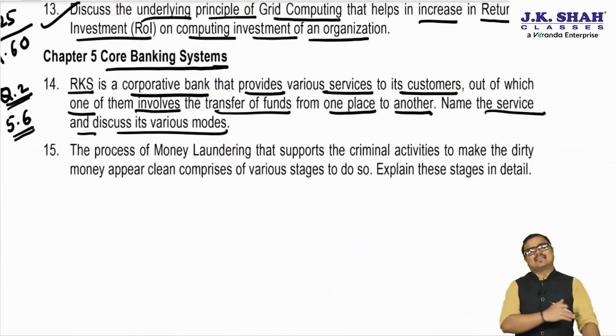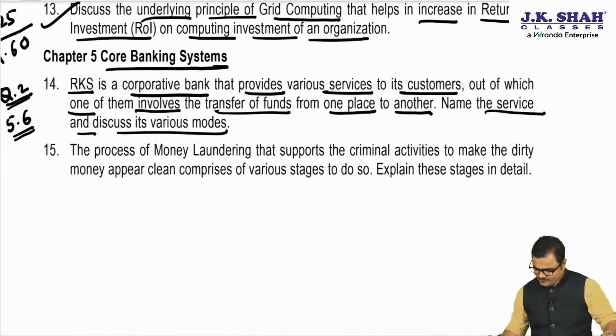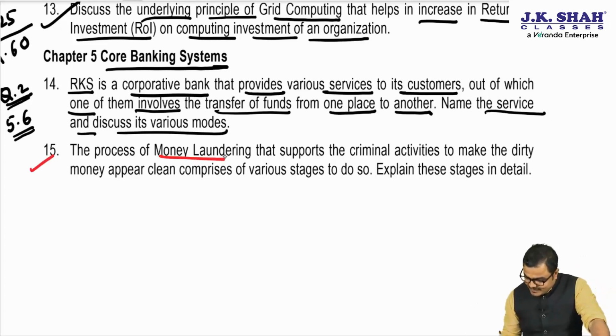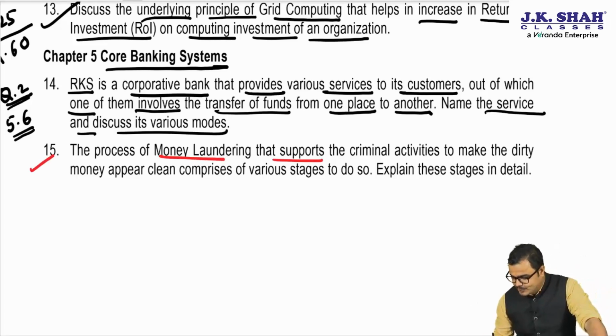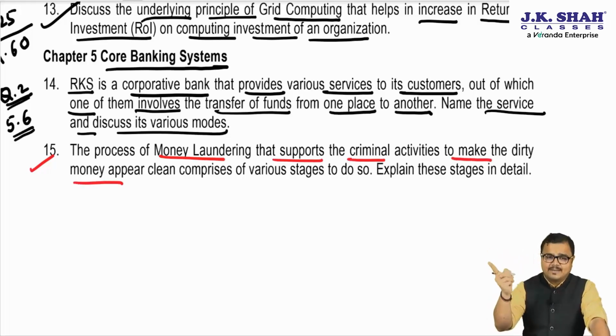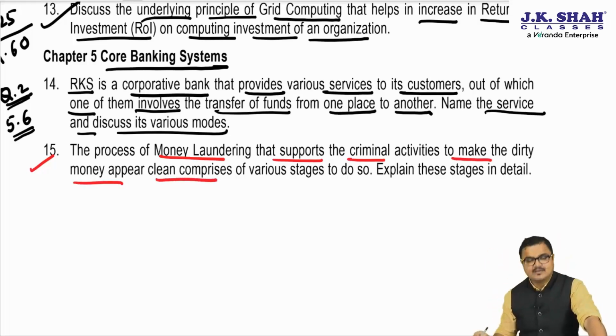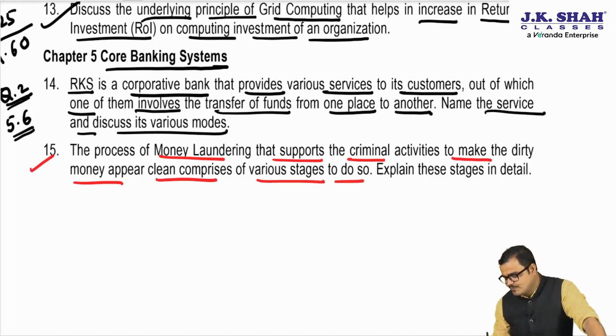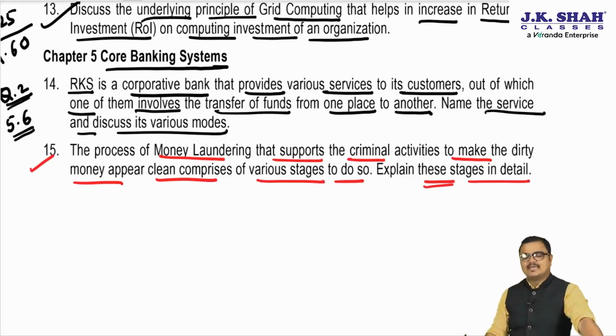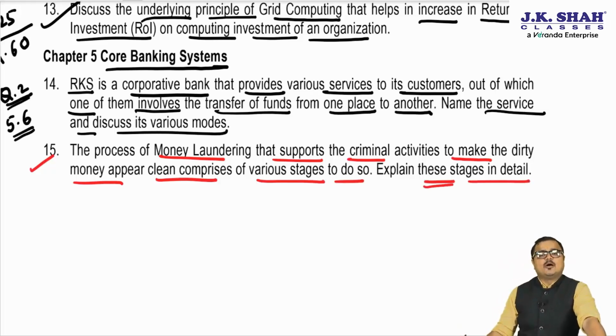Okay. So discussing now, people, last question. The process of money laundering that supports criminal activities to make the dirty money, what is the dirty money? Sir, black money. Appear clean, that is white money. Comprises various stages to do so. Explain these stages in detail. So they are asking you what? Sir, they are asking us about the money laundering steps.